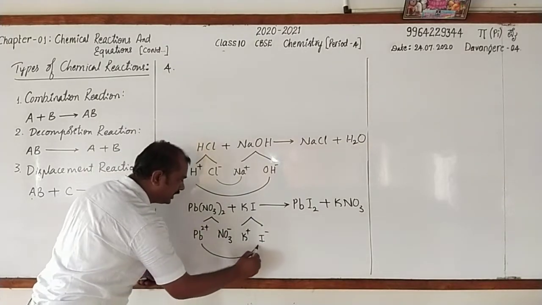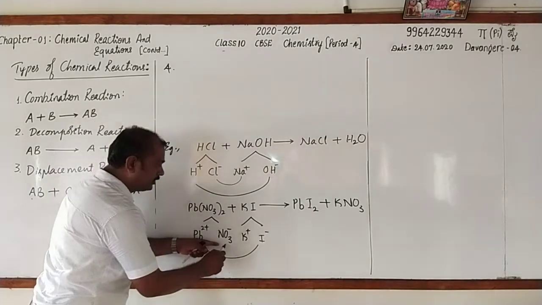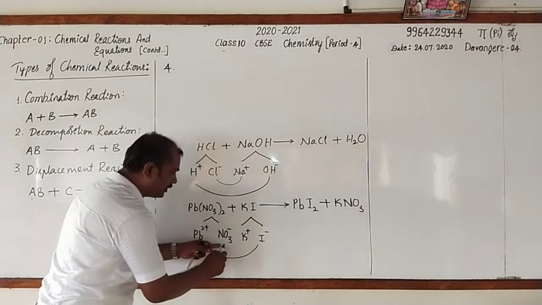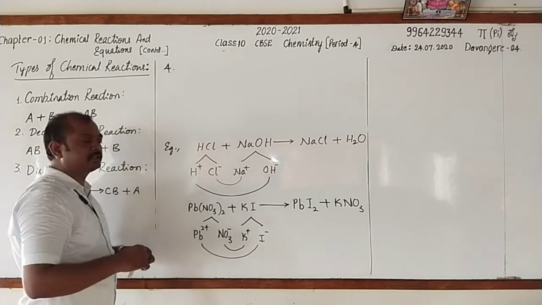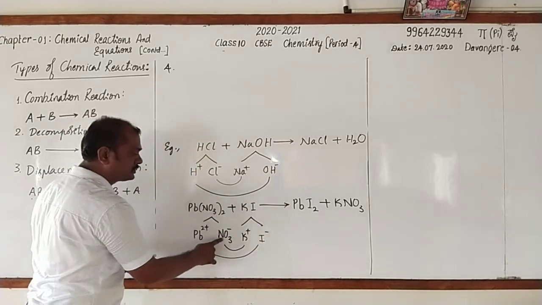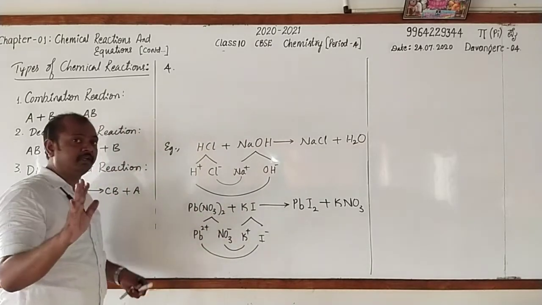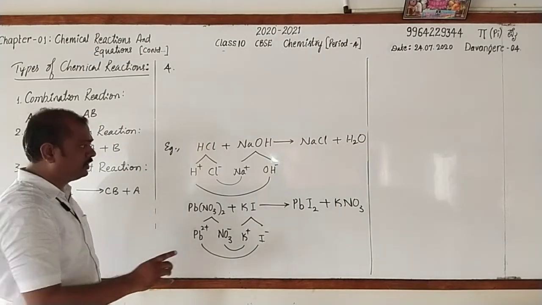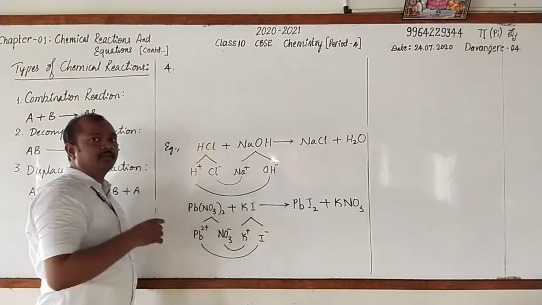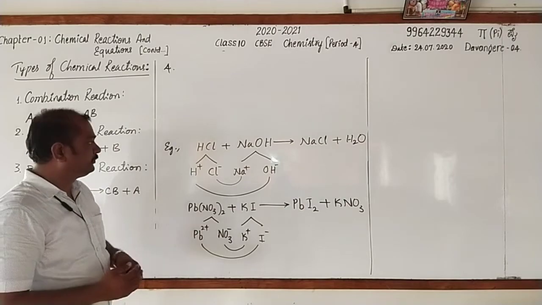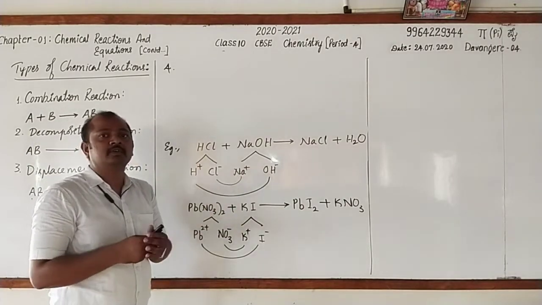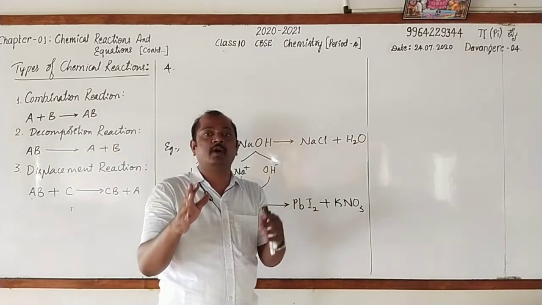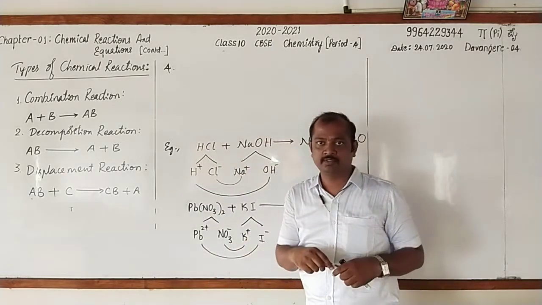See the lead and iodide. Next, potassium nitrate is formed by the mutual exchange of ions present in these two compounds. They are potassium and nitrate. Got it? So, in this chemical reaction, we can come to know that the ions present in the compounds exchange mutually to form two new compounds.